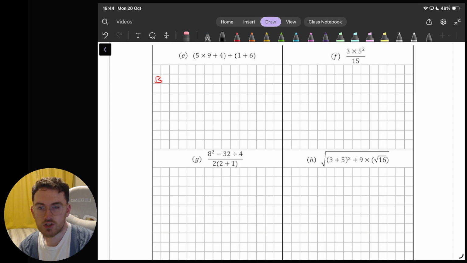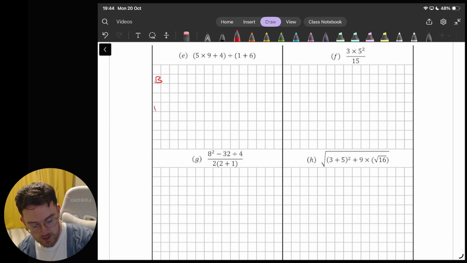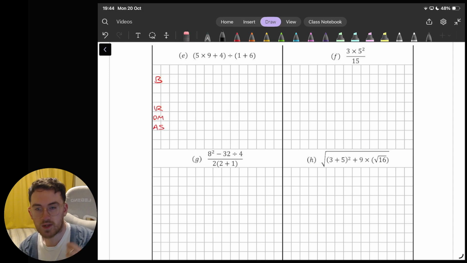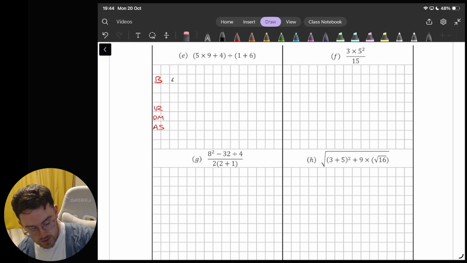So to decide what to do, we still follow our same steps. So if I lay them out here, it's that BIDMAS idea. So we do brackets first, but then it would be roots, it would be multiplying, dividing, and then it would be adding and subtracting. So if I just do that one step at a time, 5 times 9 is 45, but I still need to add the 4.